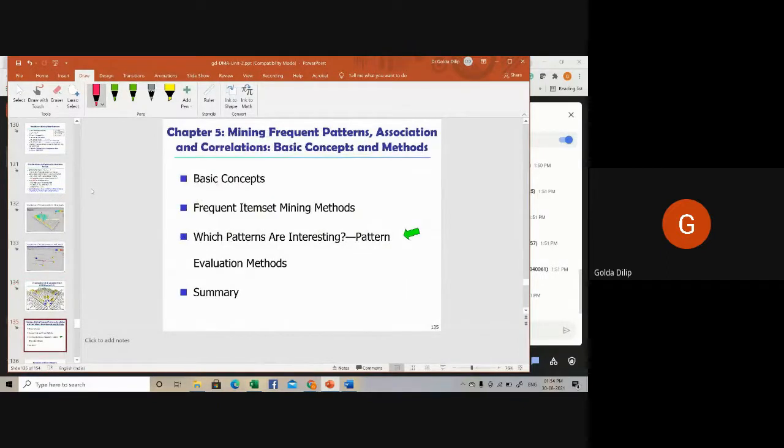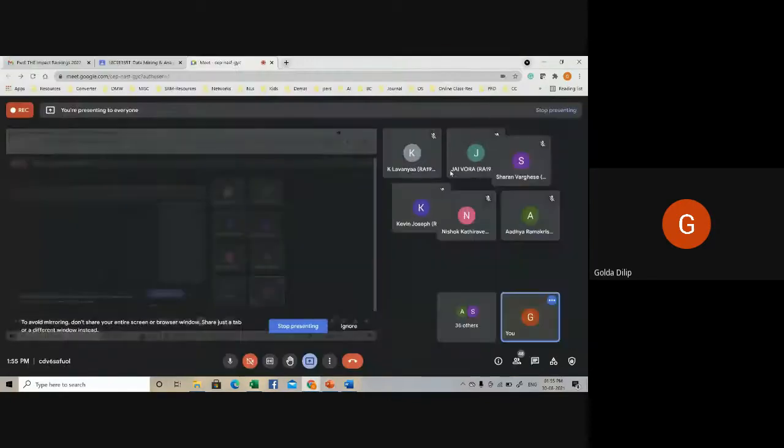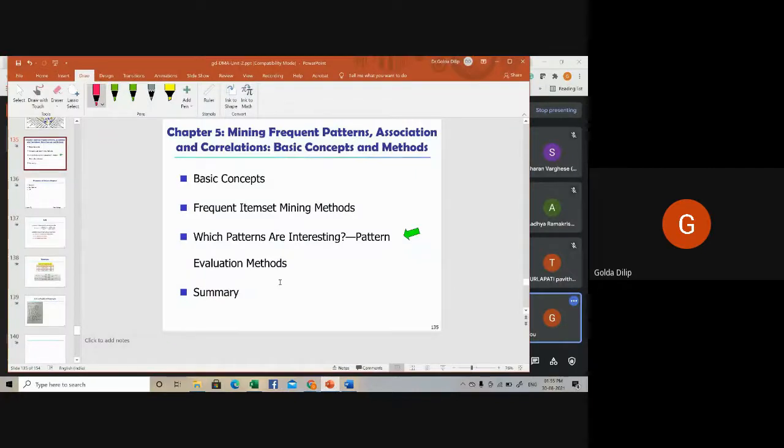Okay, so now coming to which patterns are interesting. What are the various pattern evaluation methods? We have already discussed 2 pattern evaluation methods. Do you know what are they? What are the 2 pattern evaluation techniques or metrics that we have discussed so far? At least somebody, even if it's wrong, doesn't matter. What are the measures of interestingness of a pattern?